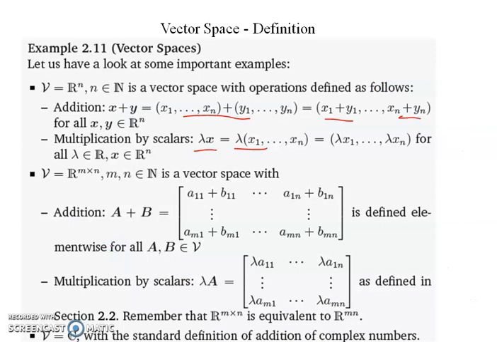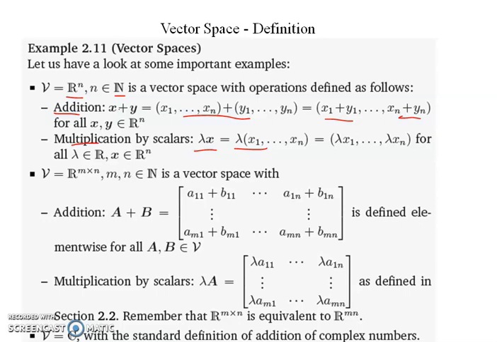Following that, we discussed some examples also, like the vector space V equal to the set of n real numbers, R^n, where n is an element of the natural numbers. It can be considered a vector space with the operations addition and multiplication by scalar.